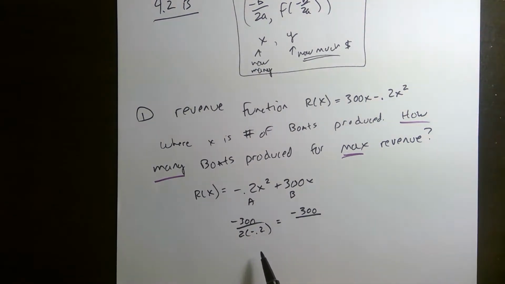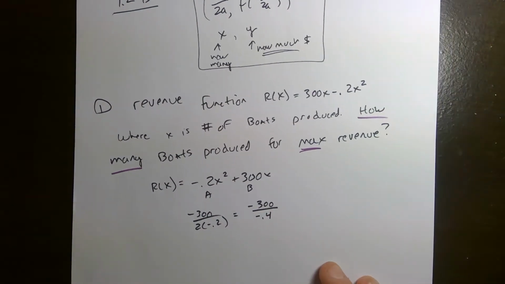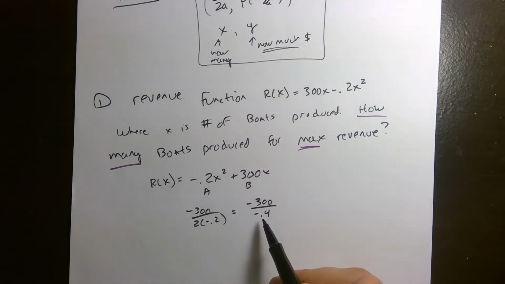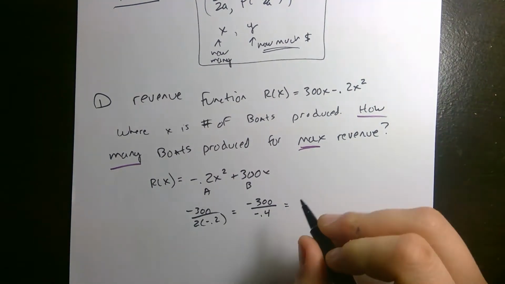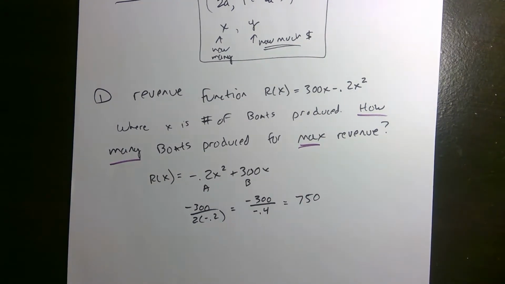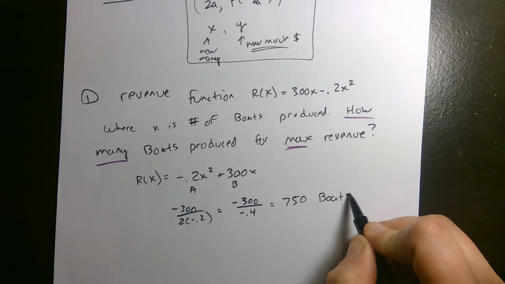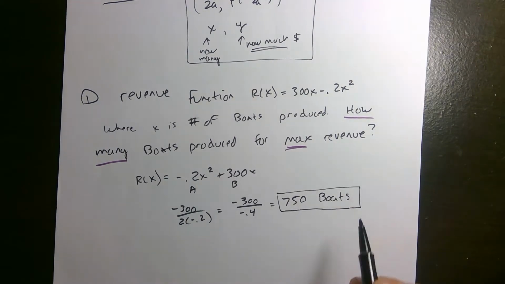So into the calculator, you're going to want to type 2 times negative 0.2. That's going to give you the number negative 0.4. And then you will type negative 300 divided by negative 0.4. And when you do that, you're going to get 750. Now, the question was how many boats? Well, you have a number, but to make sense of your answer, you're going to write 750 boats. And now we're done.